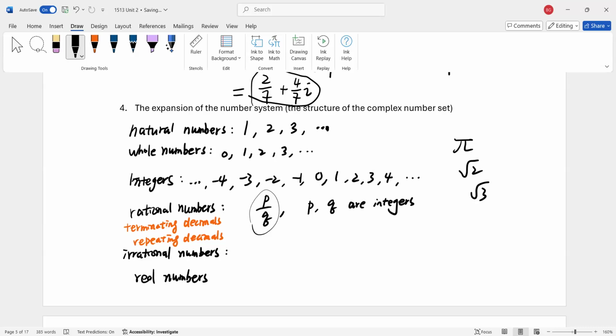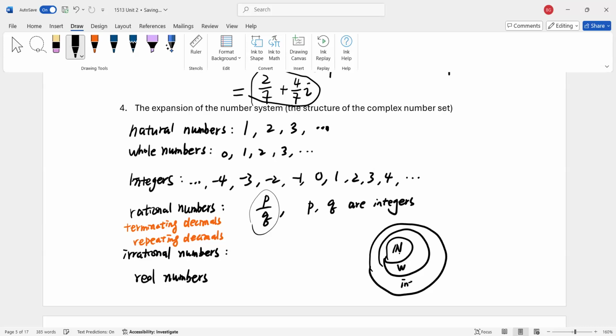Right? And I can give you a graph that shows the number system. So this is the whole number set. This is the natural number set. I'm sorry, this is the whole number set. And then the integer number set. And then the rational number set.